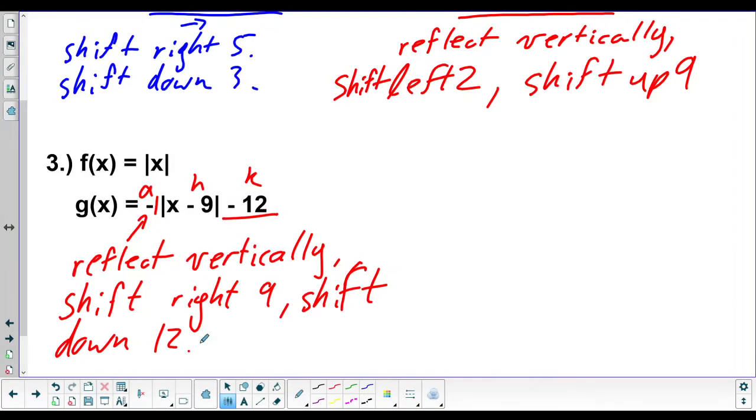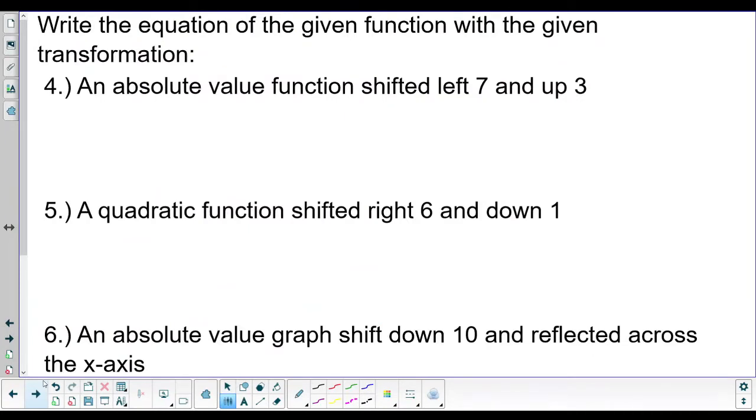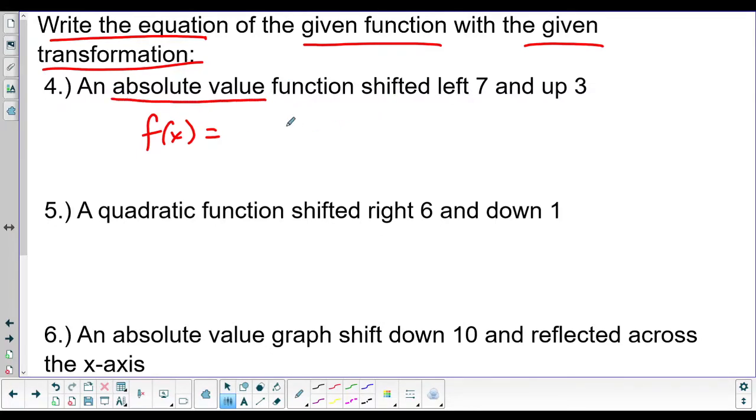Let's practice if we have the transformations, how do we get the equations? So let's try it that direction. Here it's asking us to write the equation of the given function with the given transformations. Okay. Let's start with the basics that you're going to have for everything. F of x equals, now we need to read a little bit, the absolute value. So let's go ahead and put our absolute values. Let's put an x in it.